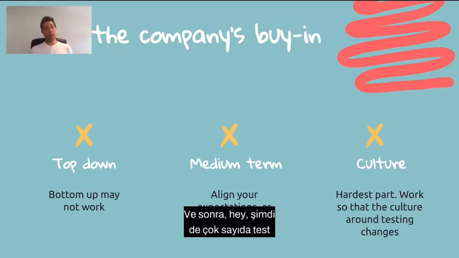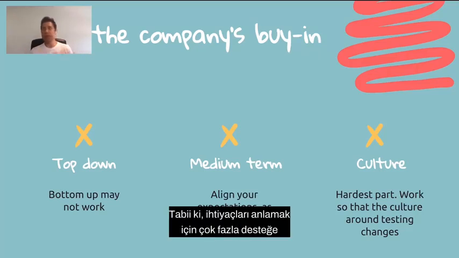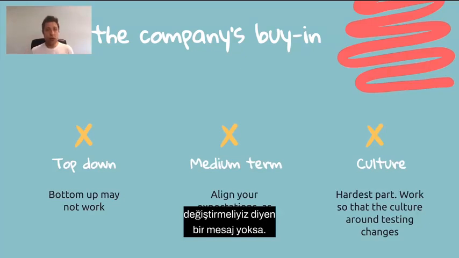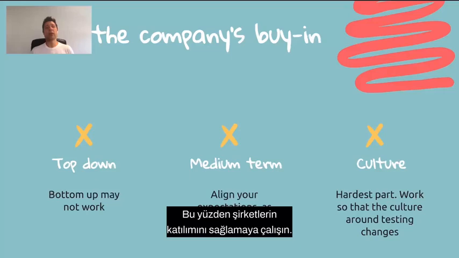And then if you say, hey, you also need to write lots of tests now, put this in your backlog, of course, this will have less priority if they don't have a lot of support to understand the need. And if there's no top-down message saying, folks, reliability, quality is key for us, we gotta change the way we're approaching quality. So try to get the company's buy-in.